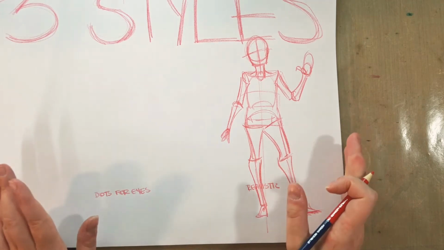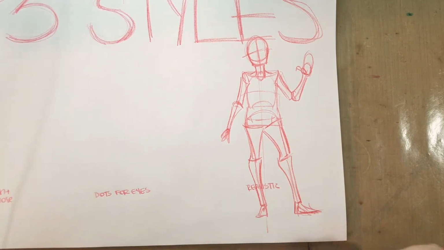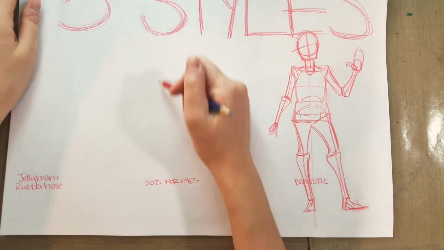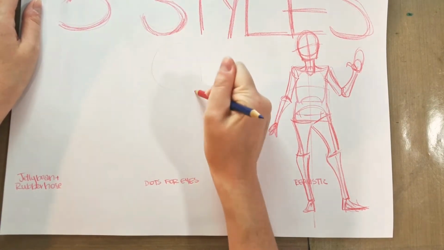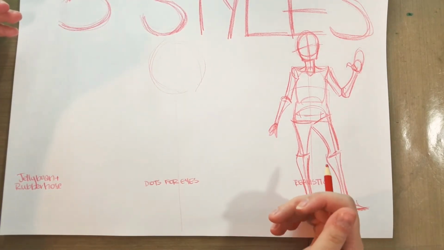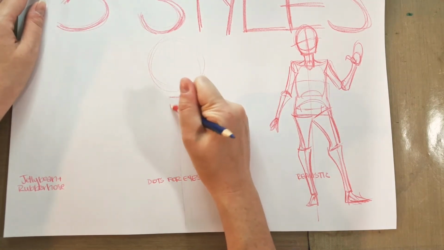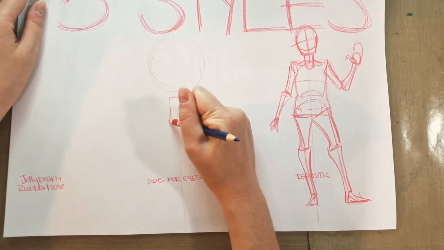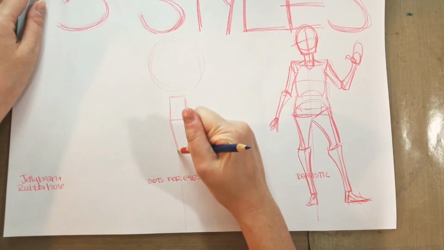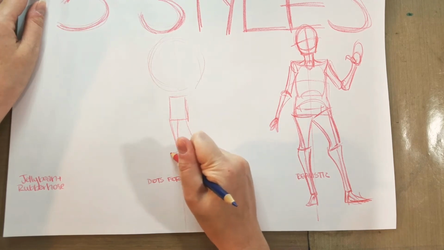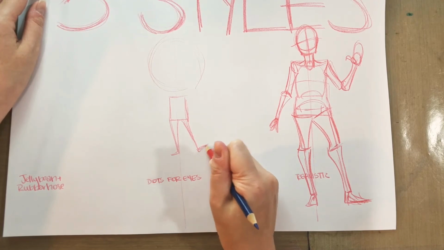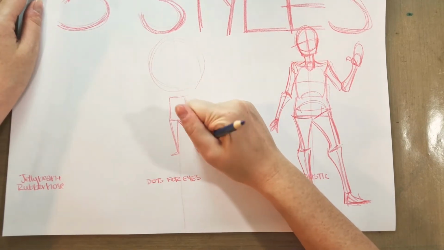Next, we're going to be doing dots for eyes. In my dots for eyes style, I usually start with the head because this style can be a 2 to 3 head height sort of style. Then I draw a little itty bitty torso. And then depending on how I want to draw the arms and legs, sometimes I'll use long triangles for the legs and sometimes I'll flesh them out a little bit better. But since we're doing something more cartoony, let's go with that.